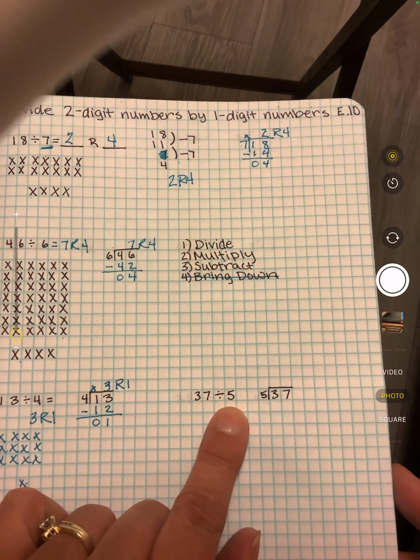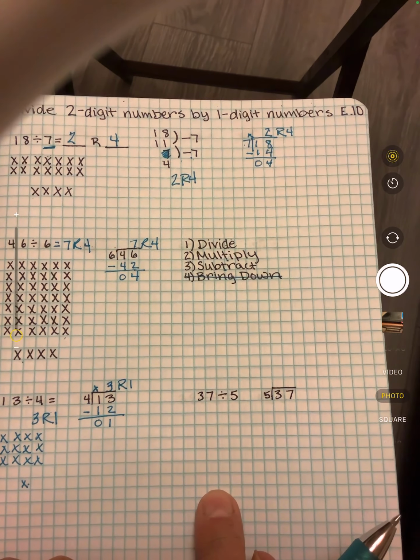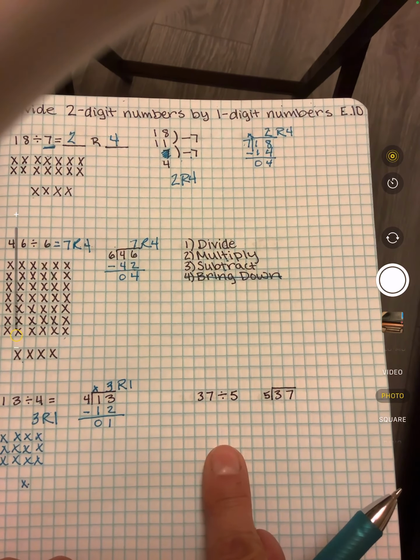37 divided by 5. Personally, I don't want to draw out 37 X's. If you want to and that works for you, go ahead.